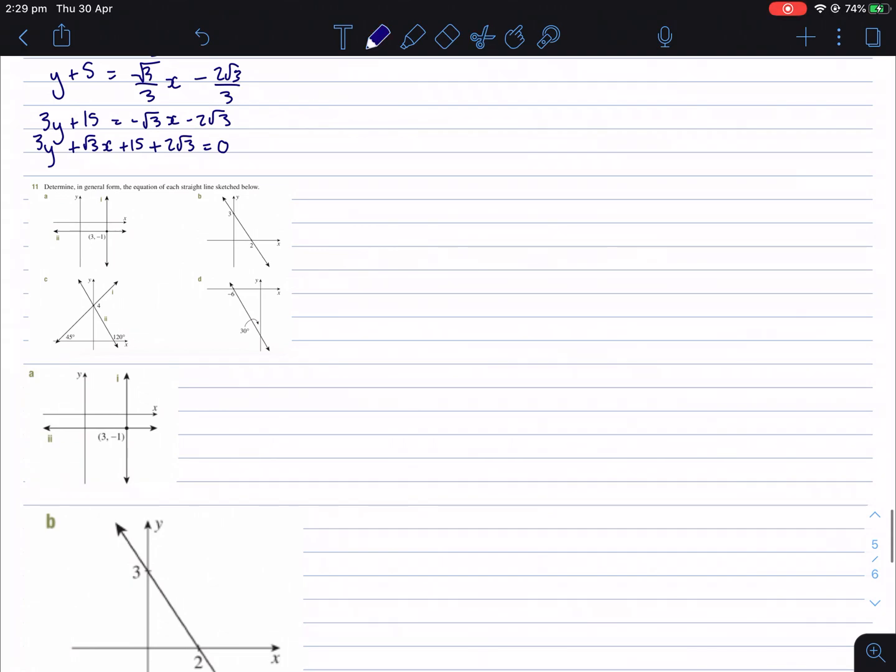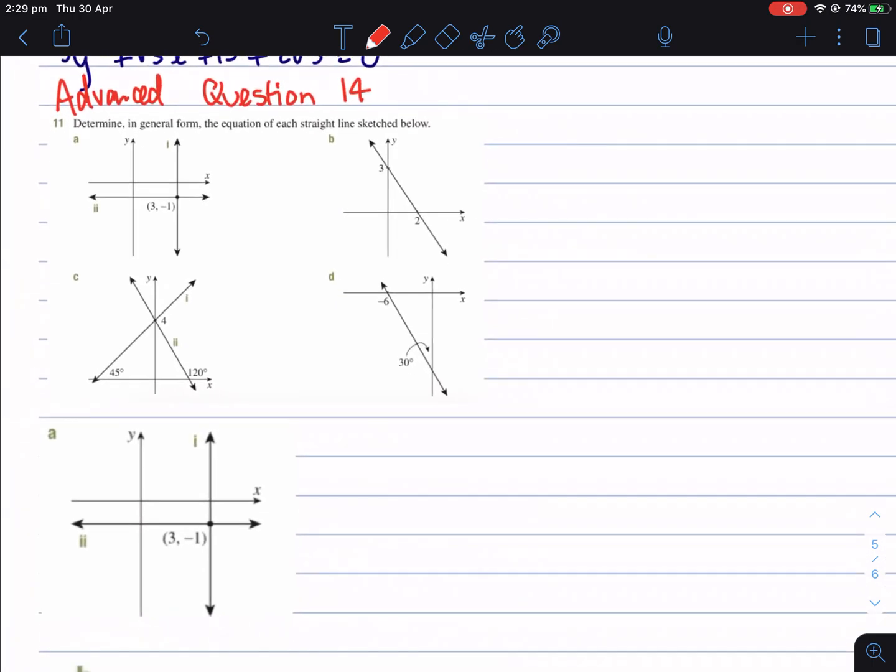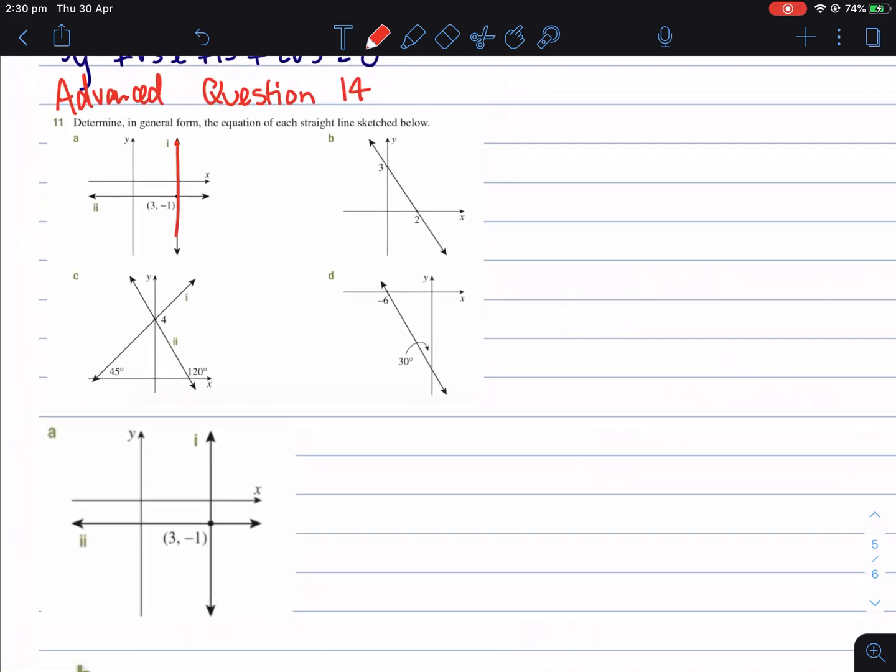All right, question 14, advanced question 14 tells us that we need to find the equation of each straight line. So that's this line and this line and this line and this line and this line and this line.